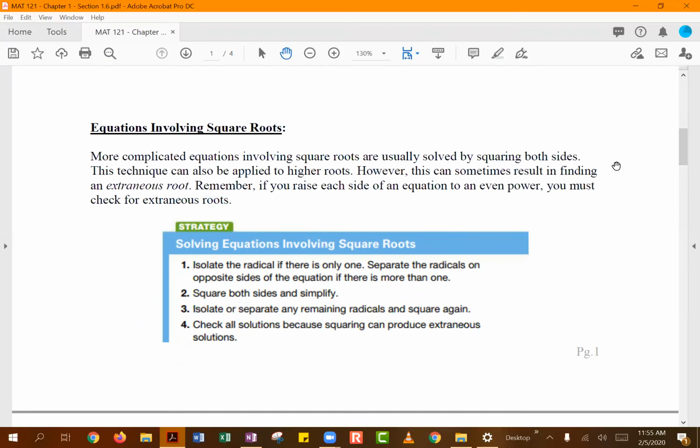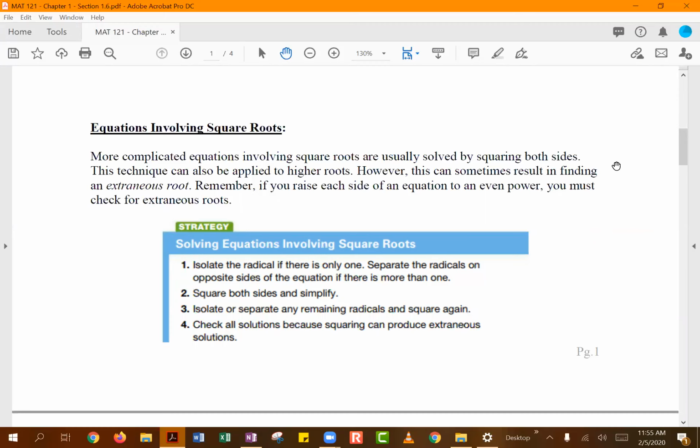Okay, now here we're looking at something just a little bit different than what we talked about with square roots before. In this case, we're talking about complicated equations that involve square roots. That actually means you will have the square root in your equation, and to get rid of that square root, we'll need to square both sides of our equation.